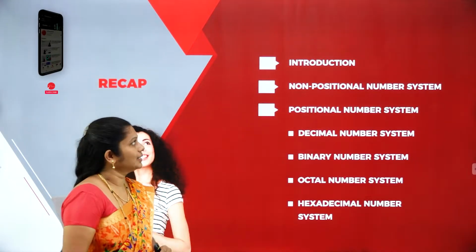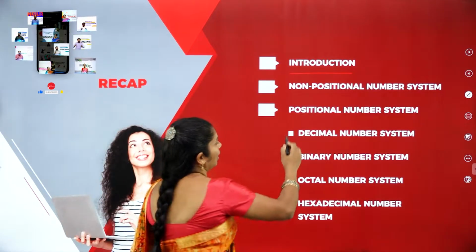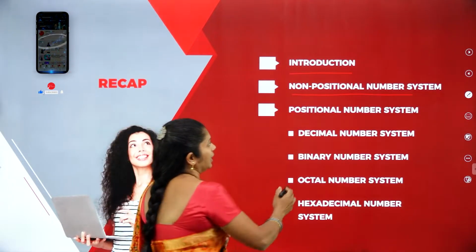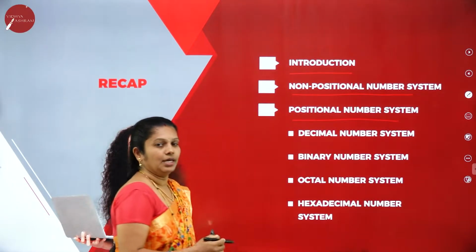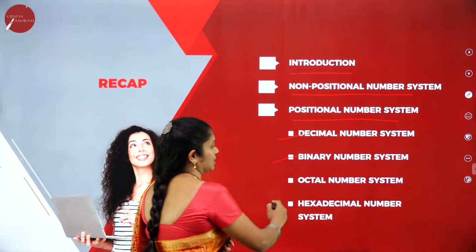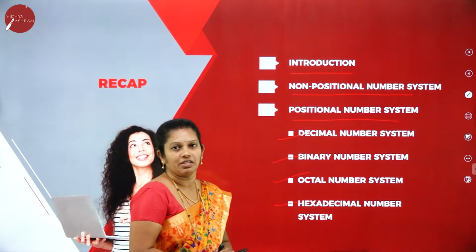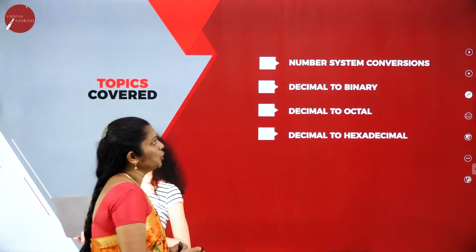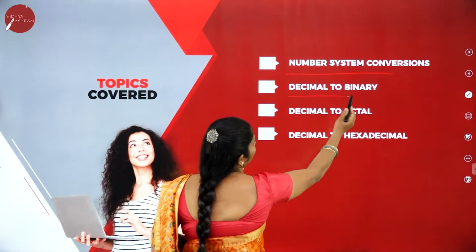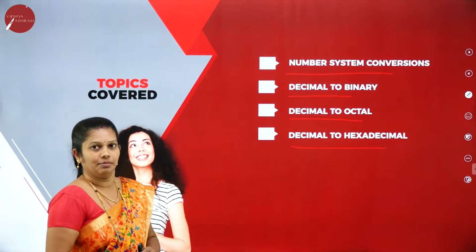In this chapter, we have already studied the introduction to data representation, what is meant by non-positional number system, and then positional number system. Under positional number system, you have studied the decimal, binary, octal, as well as hexadecimal number systems in the previous session. On today's session, you will come to know how to convert a number system, especially decimal number to binary, decimal number to octal, and decimal number to hexadecimal.